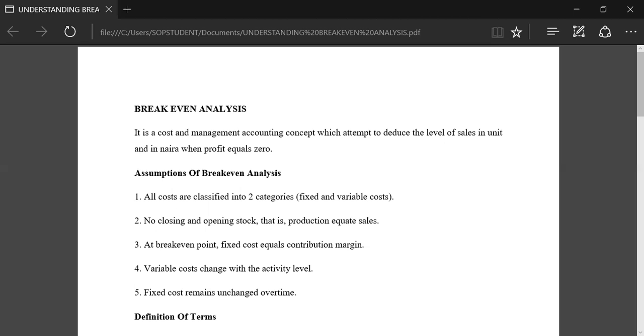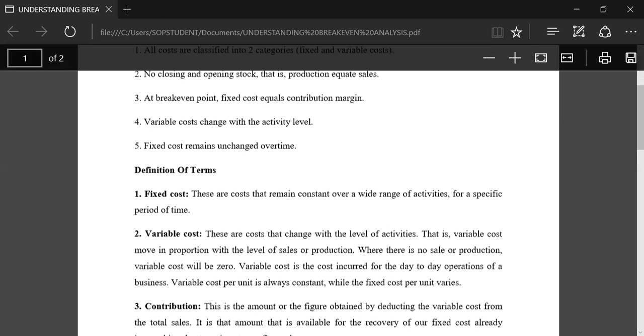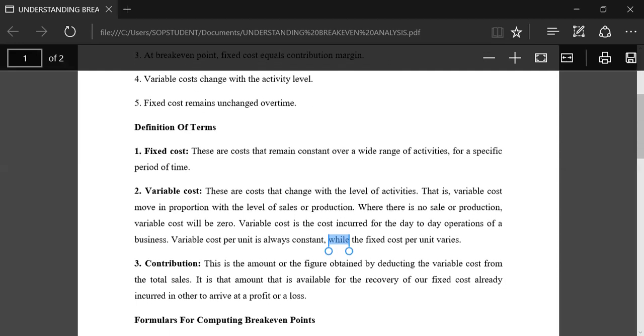The first one is that all the costs are classified into 2 categories, fixed and variable. The second is there are no closing and opening stock. In other words, everything produced for that period was sold. Number 3, at break-even point, the fixed cost is equal to the contribution. Number 4, variable costs change with the activity level. And number 5, fixed cost remains unchanged over time. So these are the 5 assumptions that this break-even analysis is dependent on.